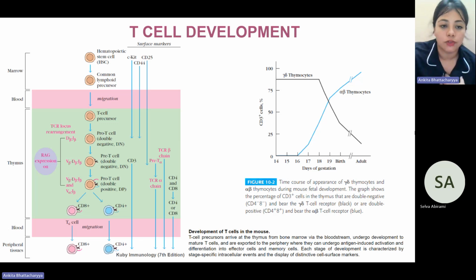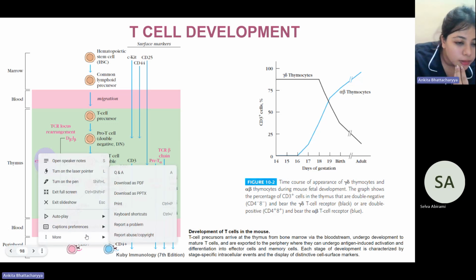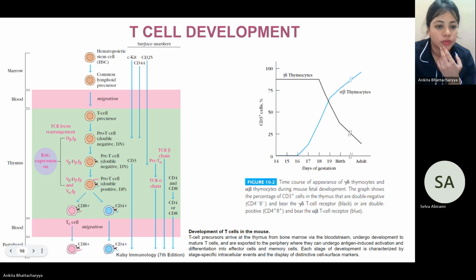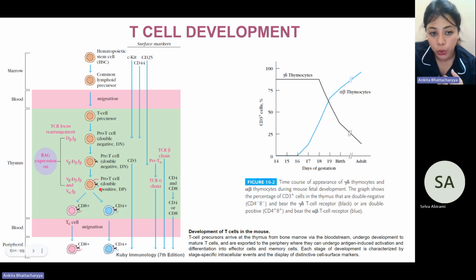What are those? First of all, if you pay attention here, you will see that there is a very small molecule at the cell surface, which is actually the pre-alpha chain, otherwise denoted as pre-T alpha. Following that, you can see that there is the appearance of two colored surface antigens.